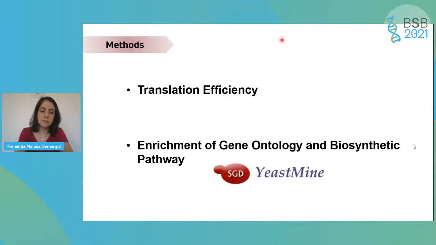We defined translational efficiency as the ratio between the transcript abundance in the translatome and the abundance of the respective transcript in the transcriptome profiling. Changes in translational efficiency were calculated by anota2seq using analysis of partial variance. Gene ontology terms and biosynthetic pathways of differentially expressed genes were determined using the YeastMine database.